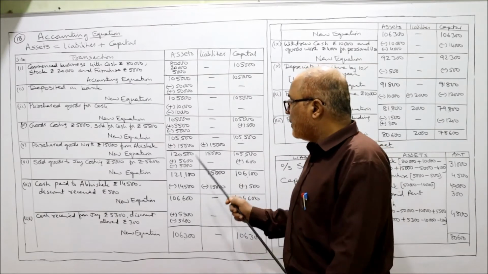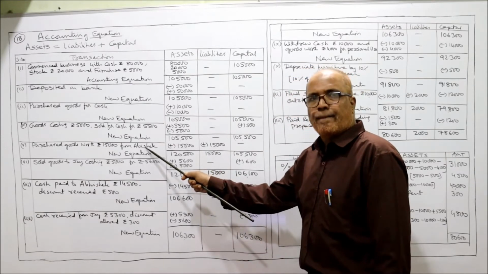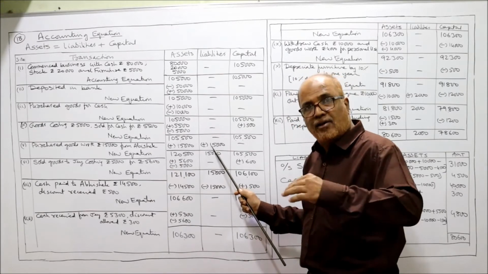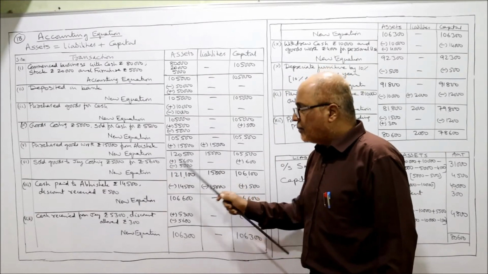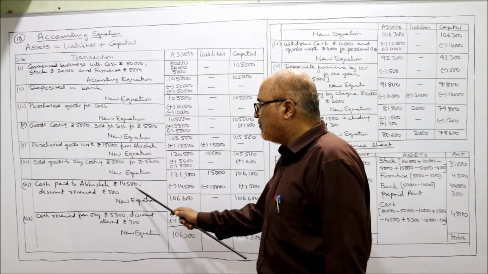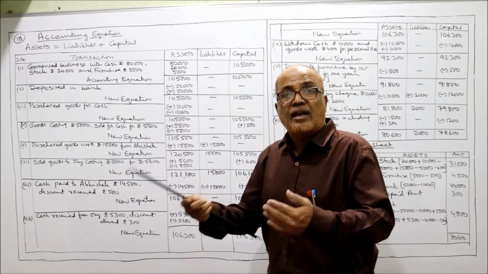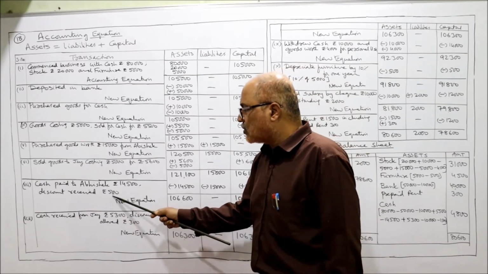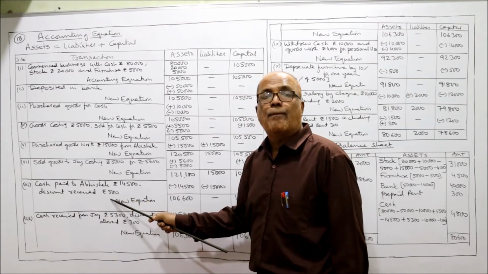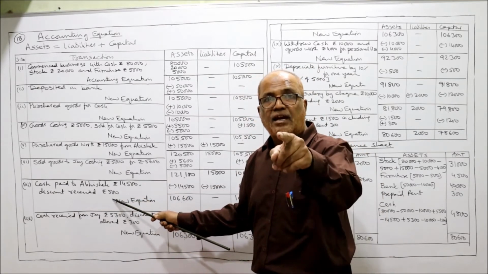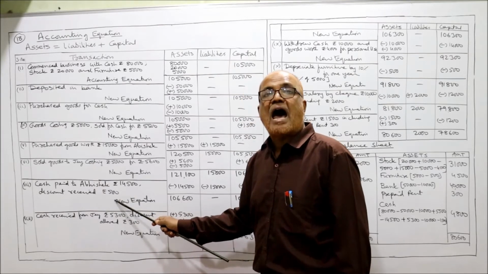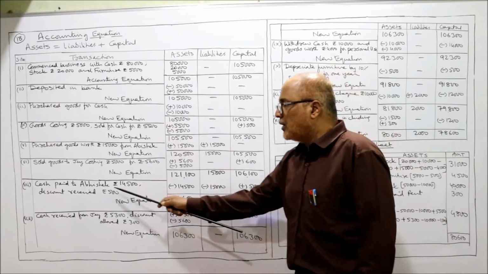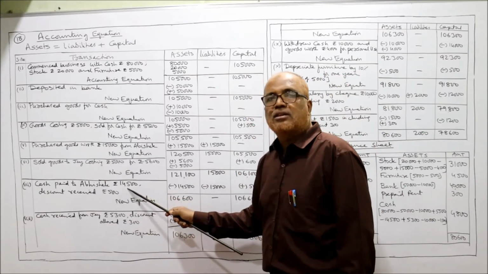Now, cash paid to Abhishek 14,500, discount received 500. Actually, we have to pay 15,000 rupees to Abhishek, because we purchased goods of rupees 15,000 from him. But here it says we are paying only 14,500 and getting 500 rupees discount. That means this discount of 500 rupees is an income. Discount received is an income. So this 500 rupees will be added to capital. I am adding 500 to capital. Now cash paid to Abhishek 14,500.